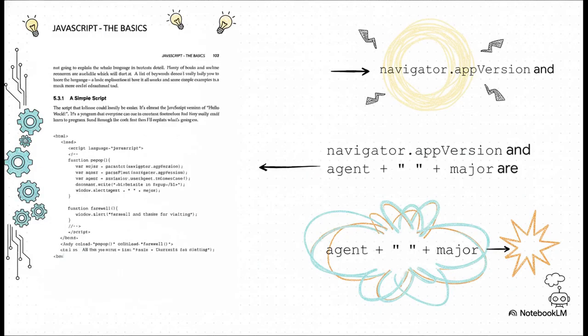Okay, let's look at a real-world example to see this in action. In this little snippet of JavaScript, expressions are literally everywhere. See that part, navigator.appVersion? That's an expression. The computer reads that and immediately replaces it with whatever the actual version value is. And then there's this one, agent plus space plus major. That's another, slightly more complex expression. The program has to figure that whole thing out and boil it down to a single piece of text before it can do anything else.